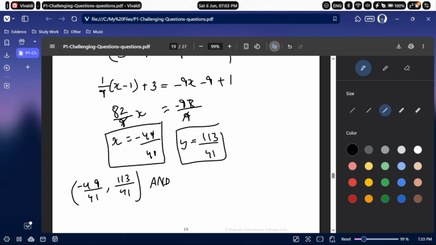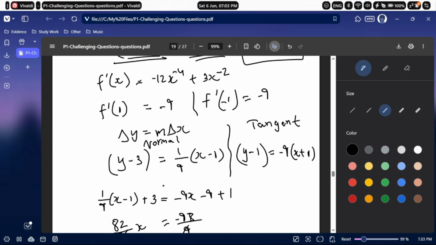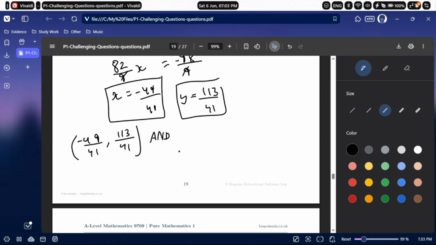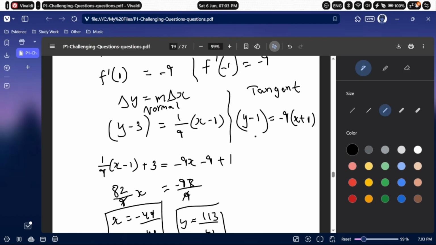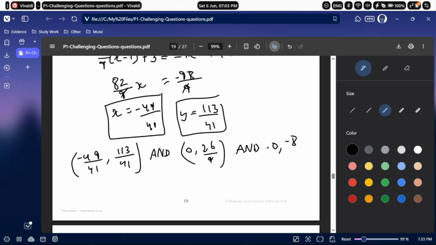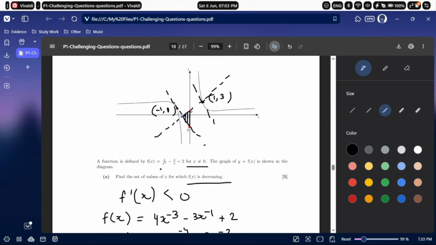And oh, we don't have enough space. Okay. X is 0. Yeah. 1 over 9 into minus 1 plus 3. So you get 26 over 9. So 0 comma 26 over 9, and your third one from your tangent. So minus 9 times 1 plus 1, which gives you minus 8. So 0 comma minus 8. So you basically found out your three coordinates.